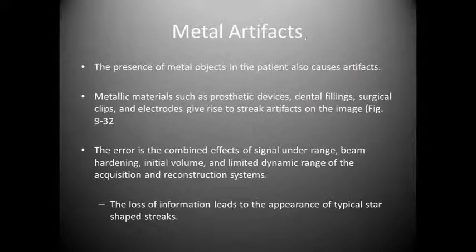One of the most common artifacts that you will probably ever see is metal artifacts. The presence of metal objects in the patient can cause artifacts. Metallic materials such as prosthetic devices, dental fillings, surgical clips, and electrodes give rise to streak artifacts on the image. So basically, anything that the patient may have embedded in them, such as Harrington rods in the spine, any spinal device, even EKG leads, can cause metallic artifacts, and they're going to look like streak artifacts.